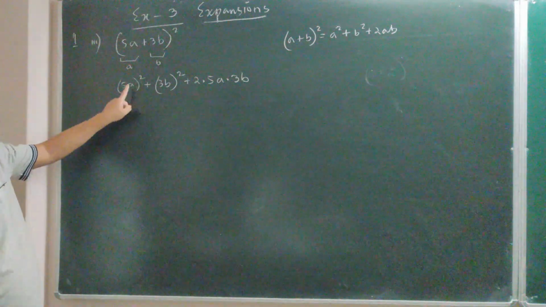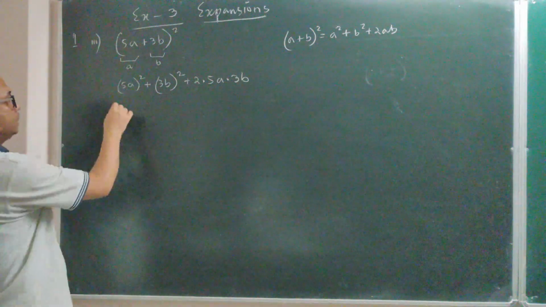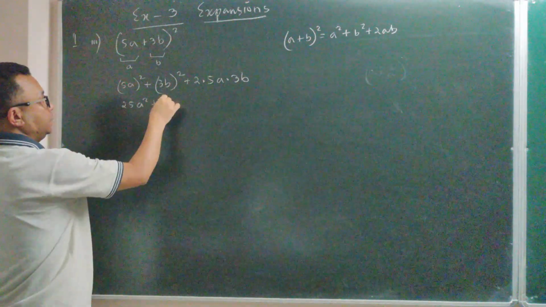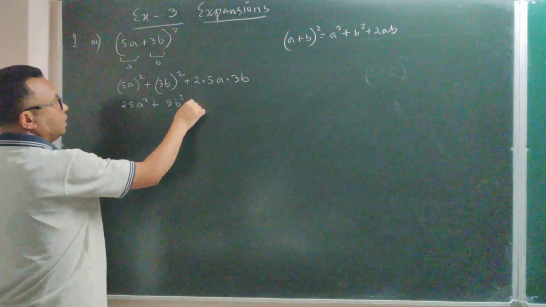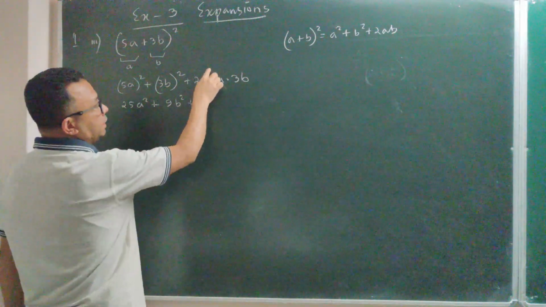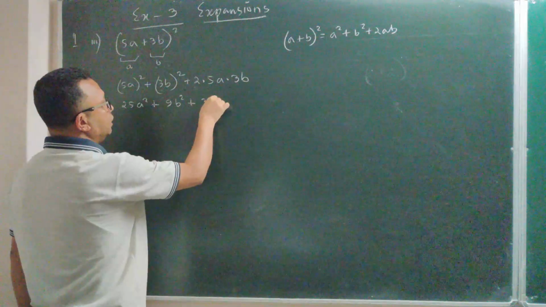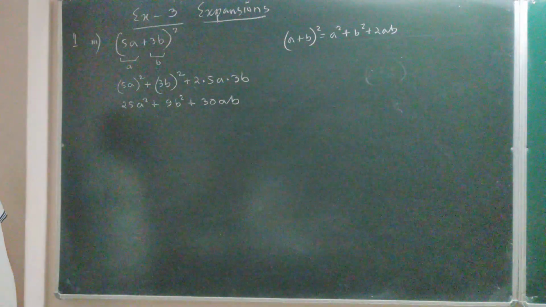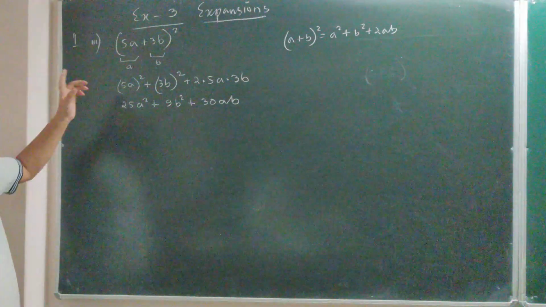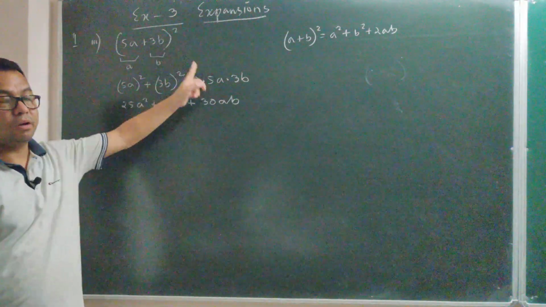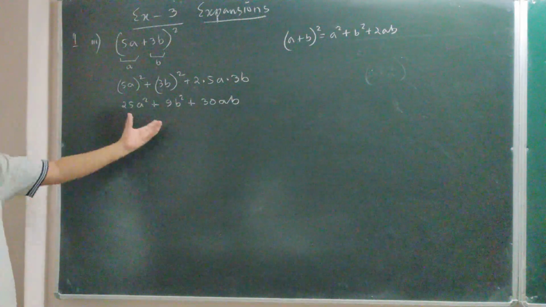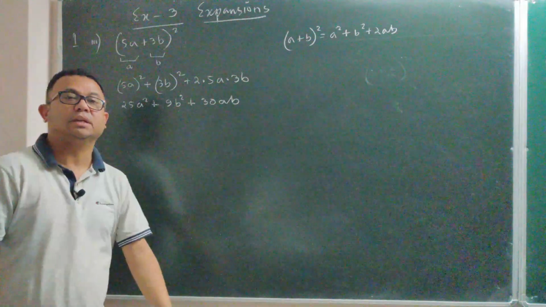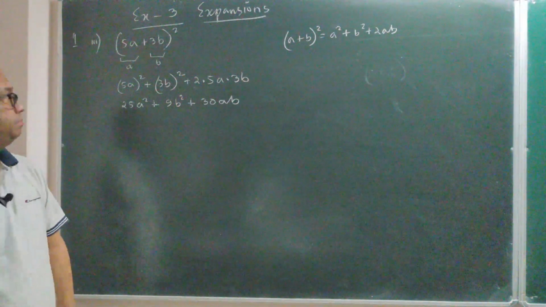Now since this square is for both, 5 square is 25a square, plus 3 square, which is 9b square, plus, if I multiply 2 into 5 is 10, 10 into 3 is 30, so it is 30ab. So this is how you expand. So (5a + 3b) whole square can be written in the expanded form, you can see there is no bracket now, as 25a square plus 9b square plus 30ab. See, as simple as this.